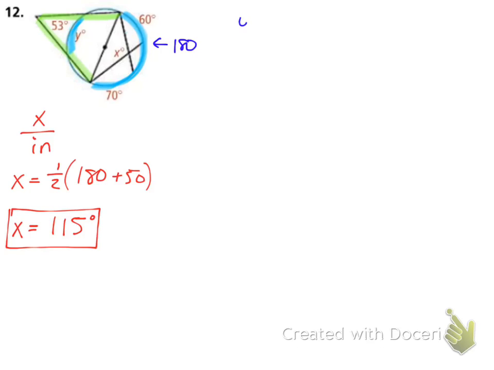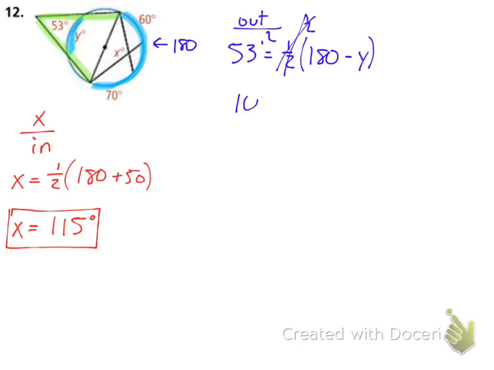The 53-degree angle is one that's going to be on the outside. So I'm going to go 53 is equal to 1/2, and then again it's far arc, which is 180, minus the near arc, which is y. Again, multiply by 2 to get rid of that 1/2. I get 106 is equal to 180 minus y. And again, I can add this y to the other side, then subtract the 106 over to the other side to get y is equal to 74.